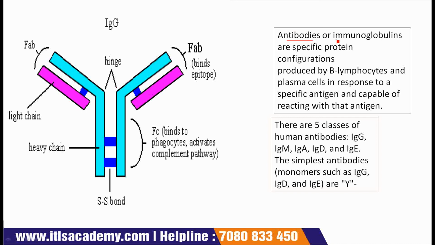Antibodies or immunoglobulins are specific protein configurations produced by B lymphocytes and plasma cells in response to a specific antigen and capable of reacting with that antigen. Antibodies are produced in the lymphoid tissue and once produced are found mainly in the plasma portion of the blood.